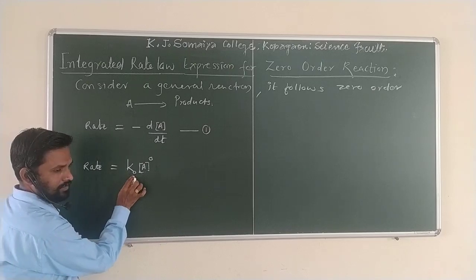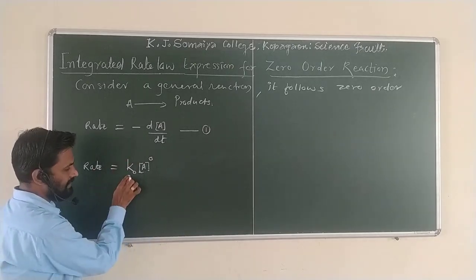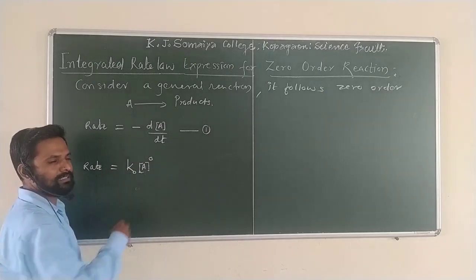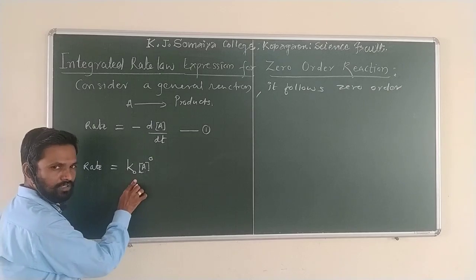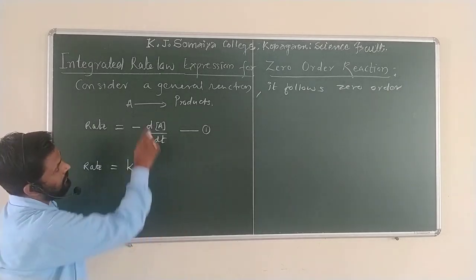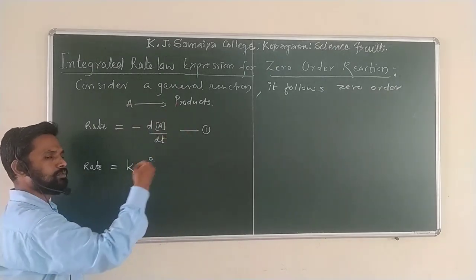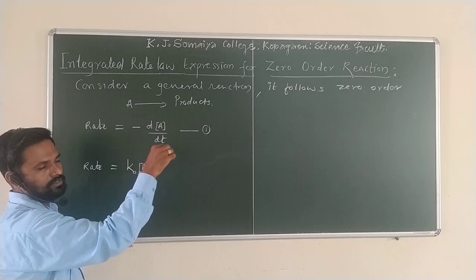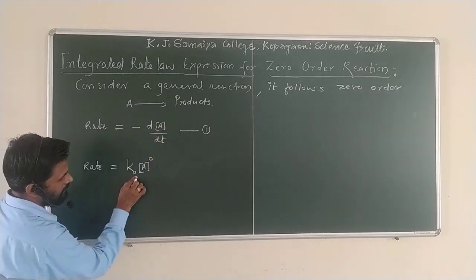Generally we can write K only, but here for our identification we write K0. In some books it is directly written as K, and in some books it is written as K0. As per our convenience, we can write it, because we are going to see the integrated rate law expression for zero order, first order and second order. Can we put K1 for first order and K2 for second order? Likewise, for our convenience, we write rate equal to K0.